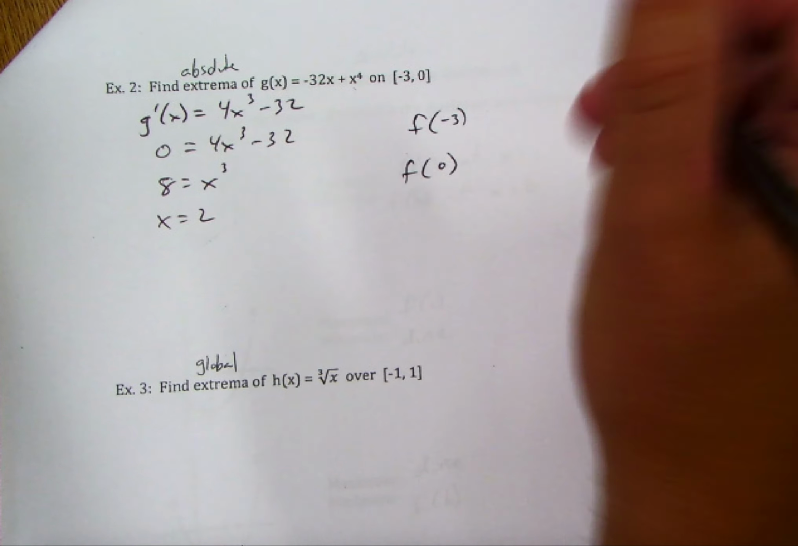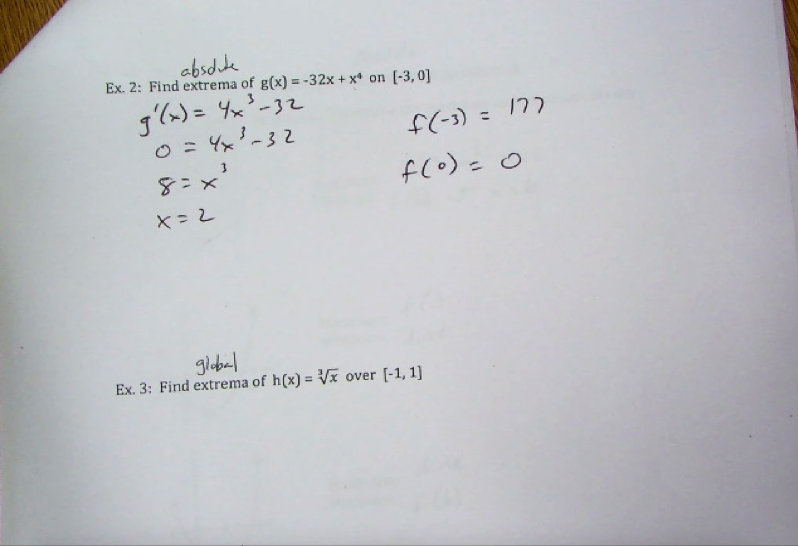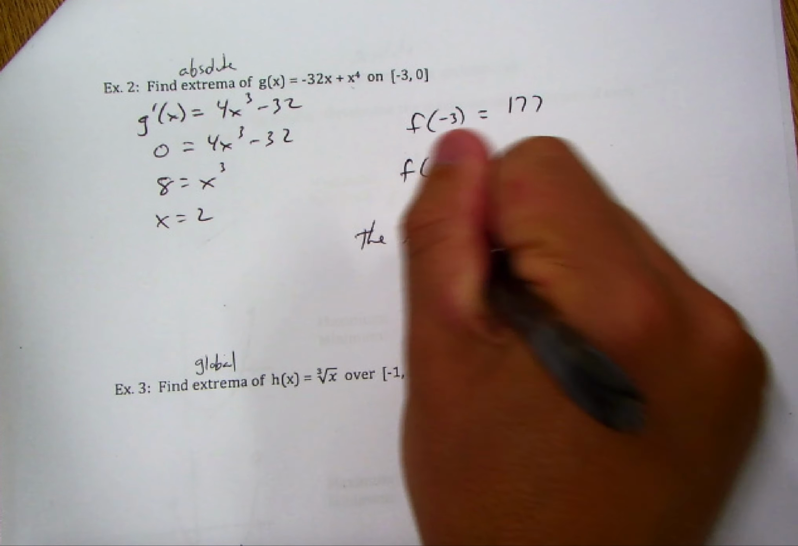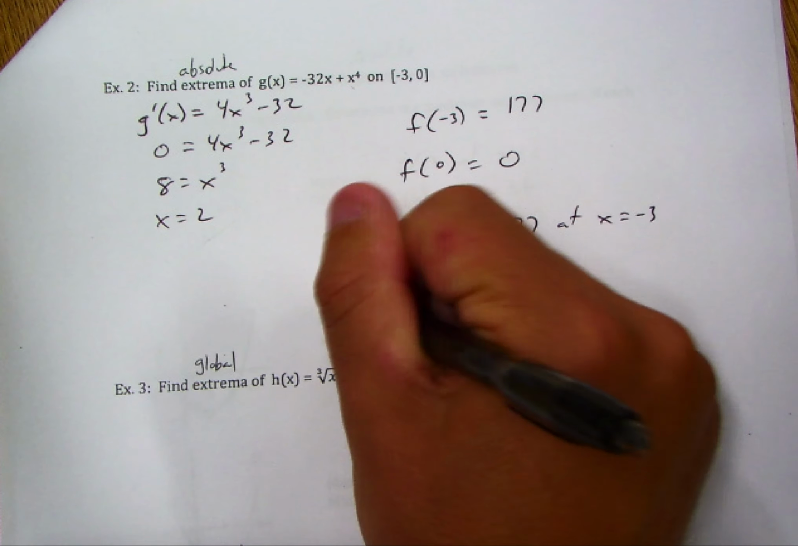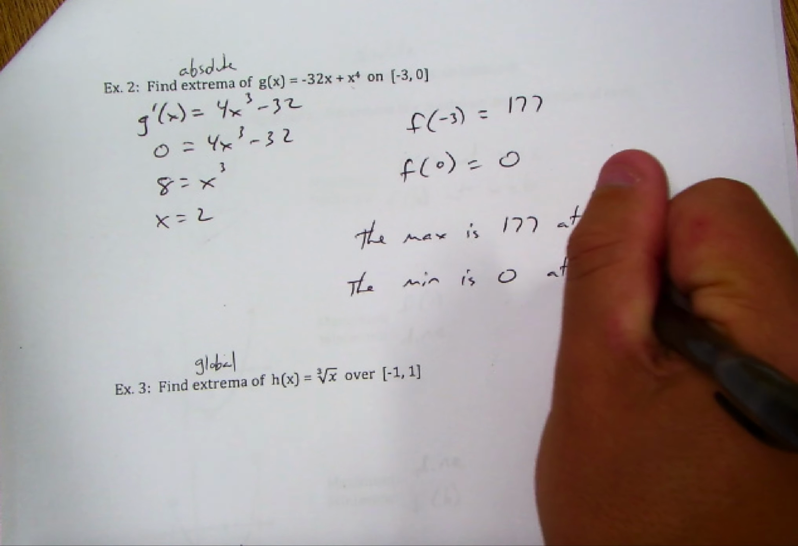So f of -3, if I plug it in, would be 177. f of 0 is 0. So the max is 177 at x equals -3. The min is 0 at x equals 0.